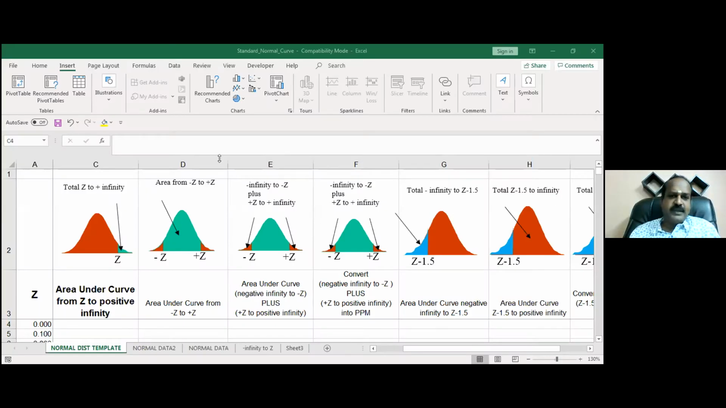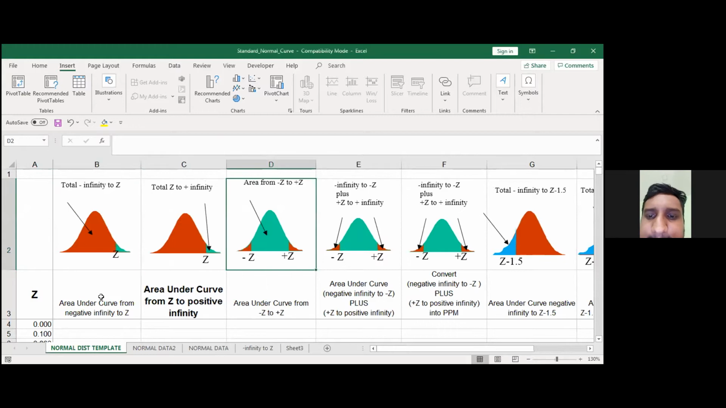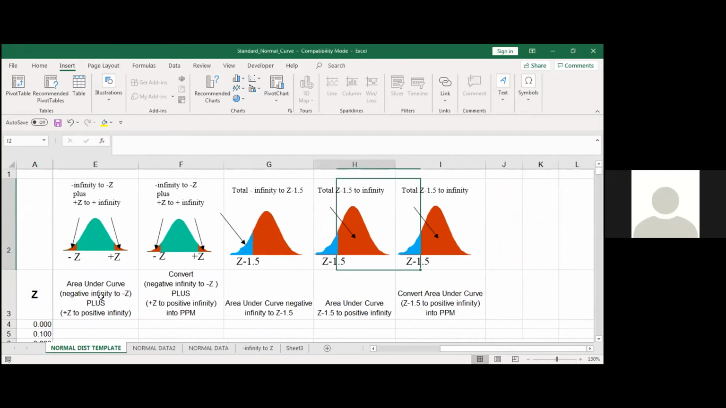Is my Excel file visible to you? See, you have to keep answering me very fast. Is my Excel visible to all of you? Yes, sir.